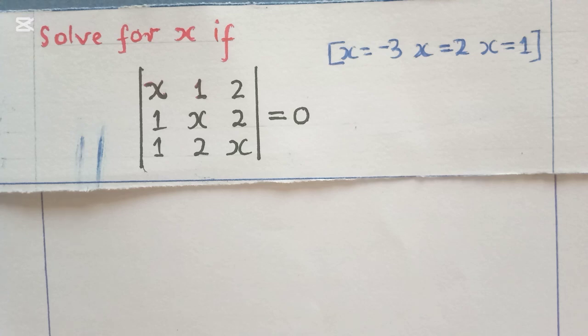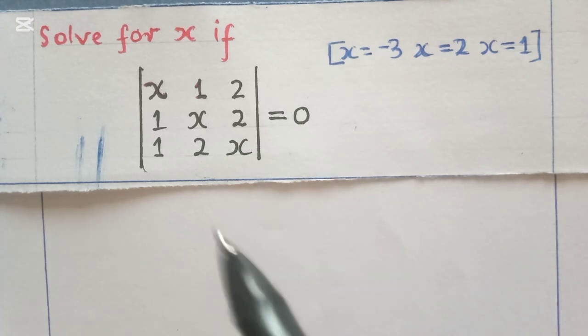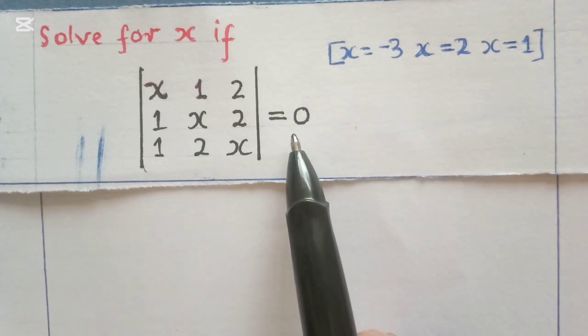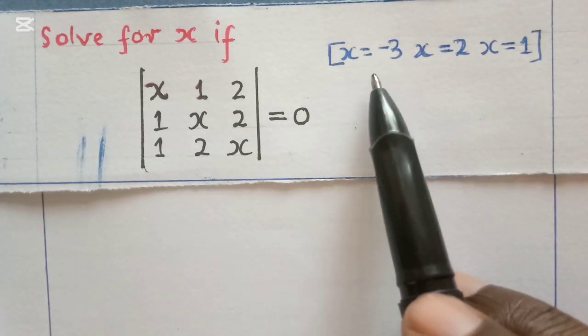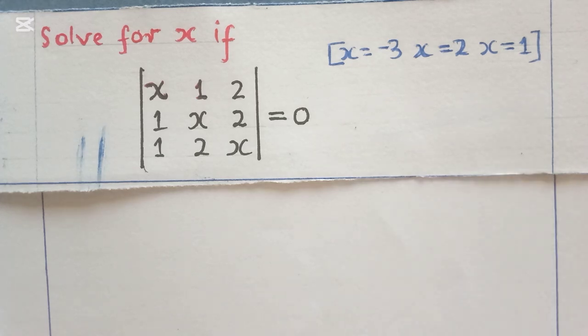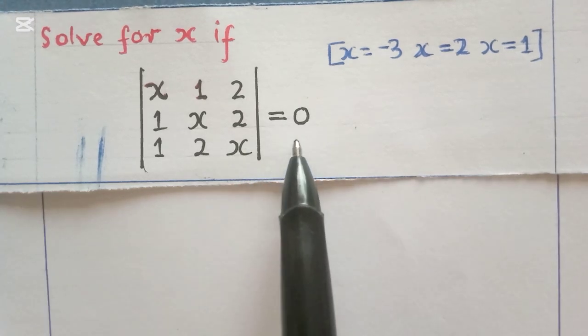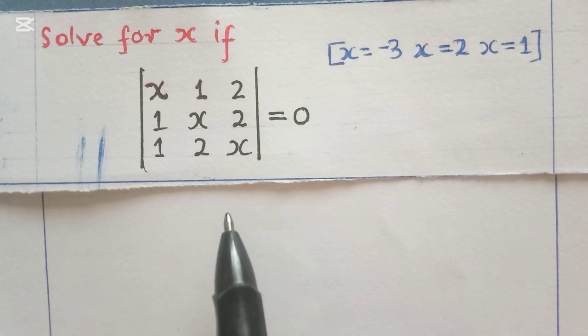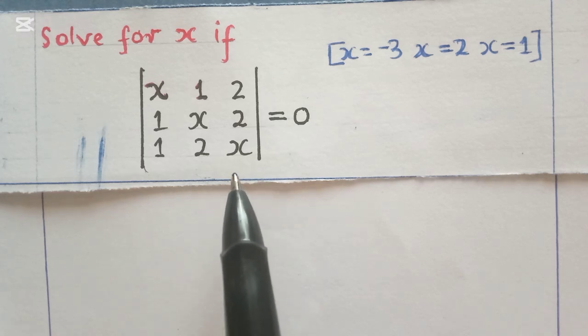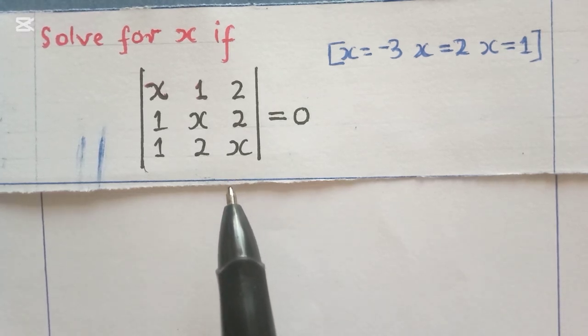So guys, we are going to solve this question. First, let me read it. Solve for x if the matrix is that, and this one gives us 0. Already guys, I have written the answers I've been able to find. And so guys, this is actually a matrix with determinant being equal to 0. So what we are going to do is find the determinant and equate it to 0.